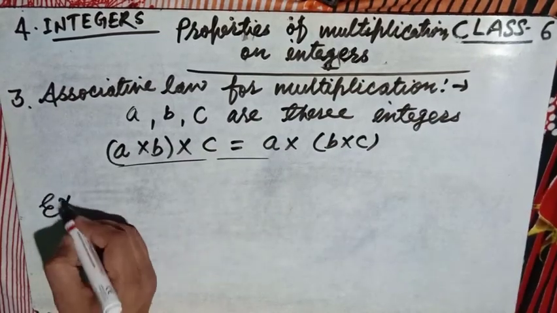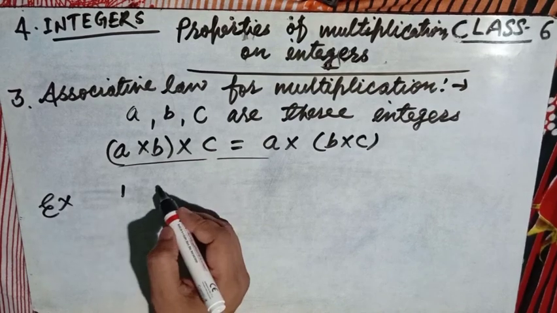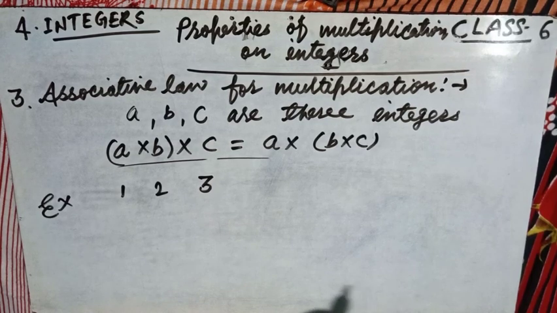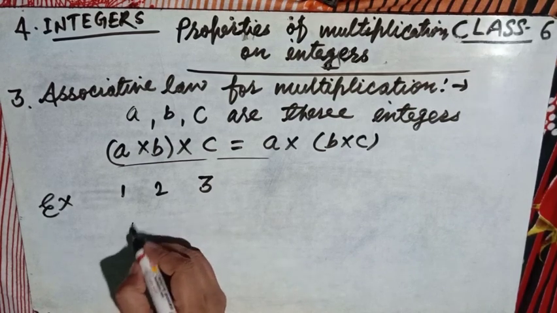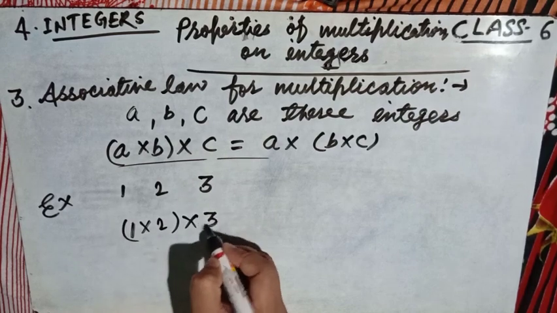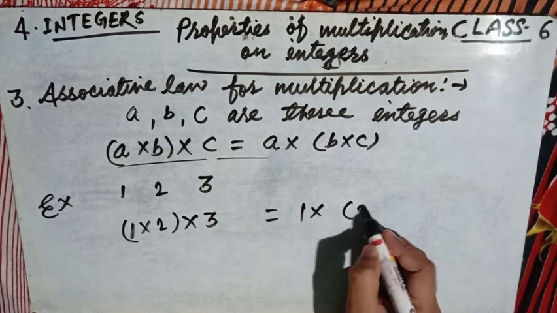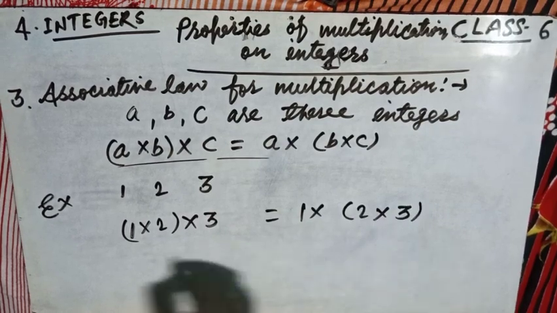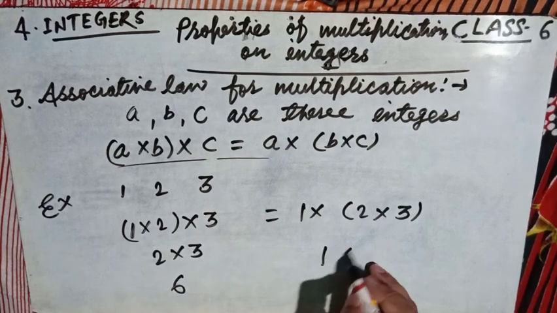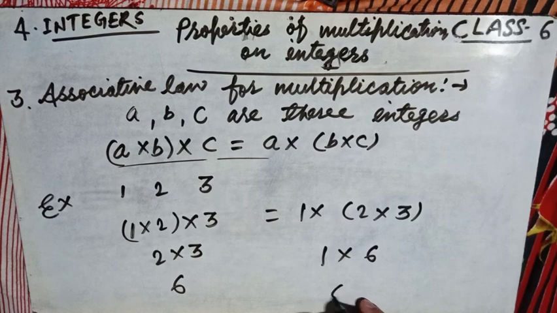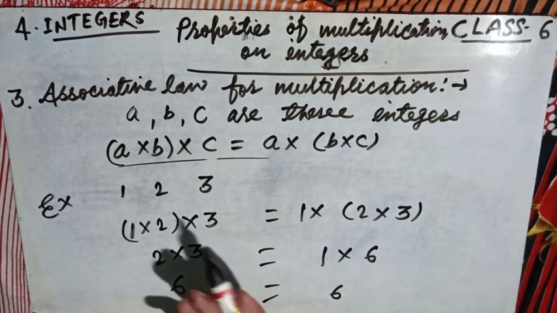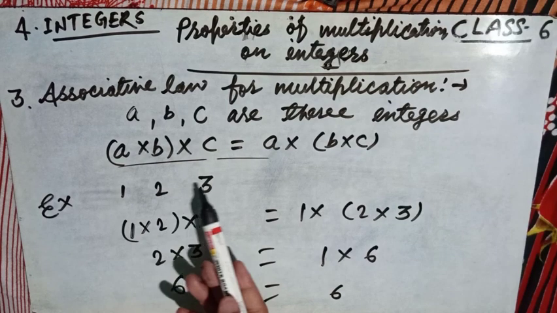Now see the example. Suppose instead of A, 1, instead of B, 2, instead of C, 3, or suppose any number, we can choose either negative numbers or positive. Here are A, B and C. (A multiplied by B) multiplied by C, then A multiplied by (B multiplied by C). Now find the left hand side. 1 times 2 is 2, multiplied by 3 is 6. Here 1 times (2 multiplied by 3) is 1 times 6, which is 6. Here also 6. That means left hand side is equal to right hand side. We can take another example, minus 1, minus 2 or plus 3 either.